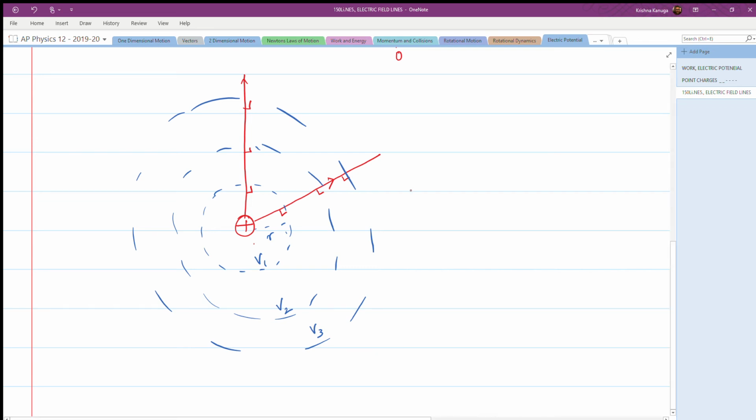So let's make a note of this. The electric field lines are perpendicular to the isolines. And we already know that E will point in the direction of decreasing potential.